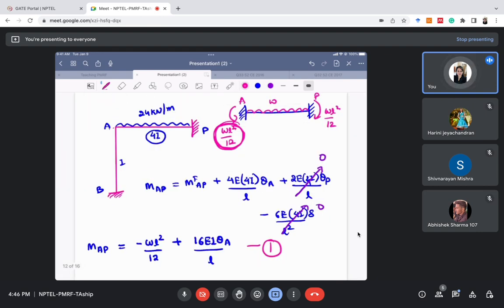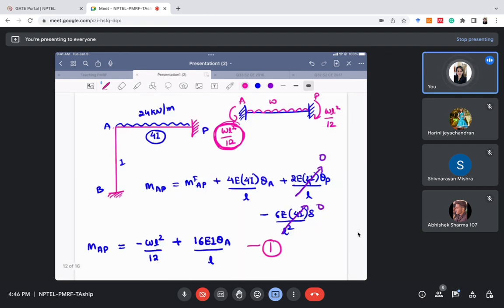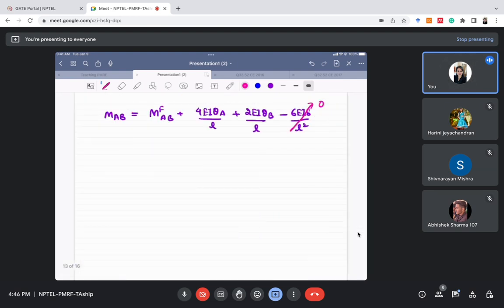Now, what is 0 here? There will be no delta, right? Because there is no settlement of support here. So delta is 0. Theta A is there, but theta B will be 0. Why? Because B is a fixed support. So theta B is 0.